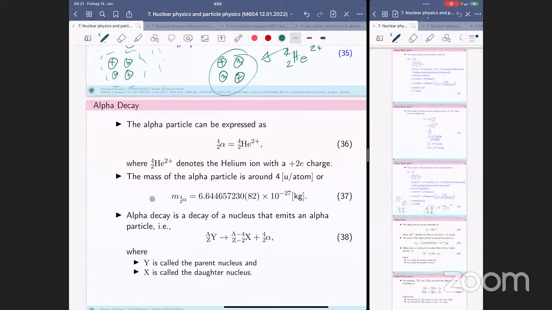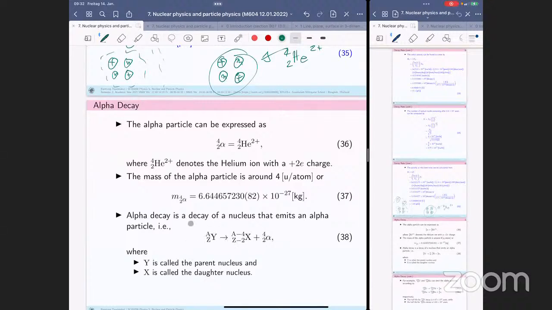But okay, we know the details of the alpha particle, the nucleus of helium-4 2 without electrons. We know the mass in the SI scale or in atomic mass units, which is important once we want to convert the mass into energy using the Einstein relation, E = mc squared.